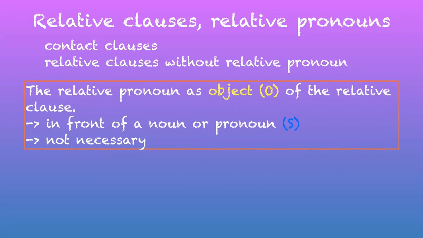When the relative pronoun is the object of the relative clause, then it is not necessary and you can make a sentence without the relative pronoun. It is in front of a noun or a pronoun then, and the noun or the pronoun is the subject.